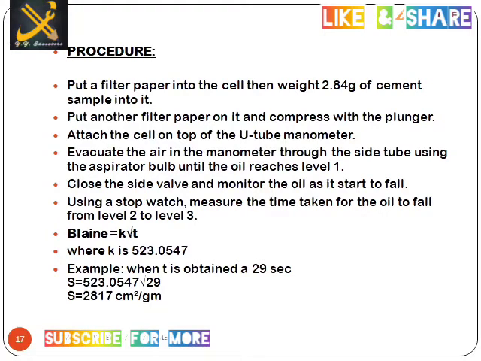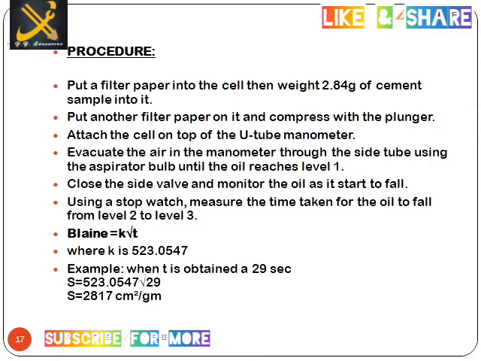manometer. Evacuate the air in the manometer through the side tube using the aspirator bulb until the oil reaches level 1. Close the side valve and monitor the oil as it starts to fall. Using a stopwatch, measure the time taken for the oil to fall from level 2 to level 3.